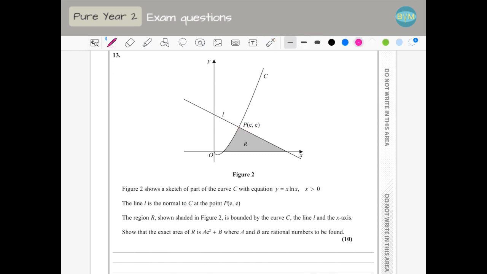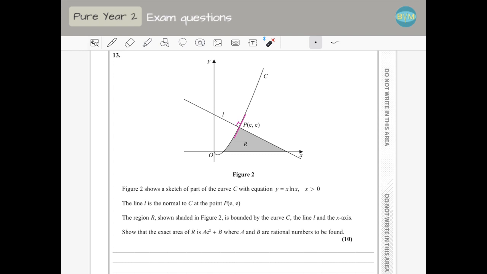So if this is the tangent here, this is going to be perpendicular. The region R, shaded in figure 2, is bounded by the curve, the line, and the x-axis, so that the exact area of R is a constant e squared plus another constant. The constants are rational numbers and we need to find them.